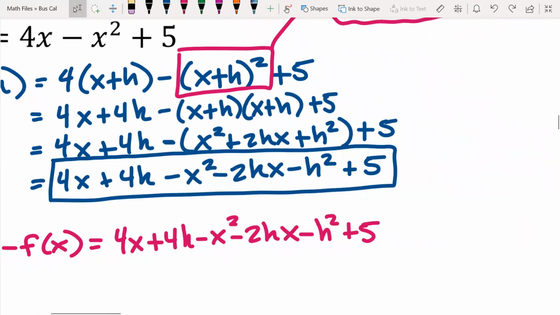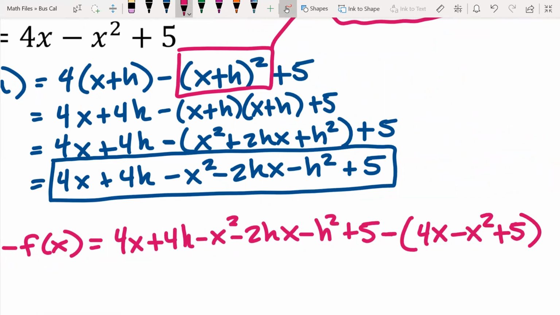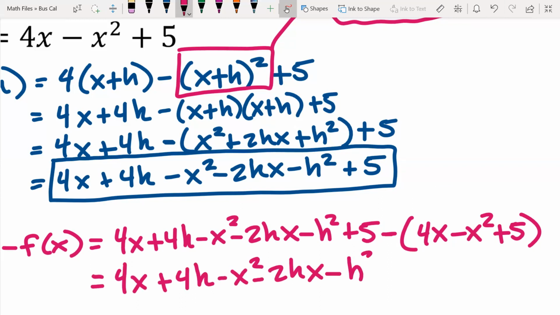So I'll go ahead and write that in there. Minus, and when you subtract the original function, do not forget to put it in parentheses. If you don't put it in parentheses, you're going to have terms that don't cancel out, and you're going to be left with a bigger mess than what you started with. So make sure you put the original function in parentheses, because this negative has to distribute to all three terms. Okay, and unfortunately, rewrite everything again. Minus 4x plus x squared minus 5.